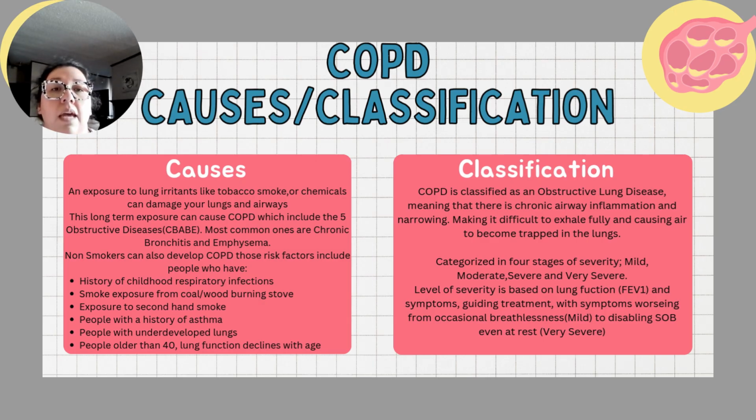Classifications for COPD: it is an obstructive lung disease, meaning that there is chronic airway inflammation and narrowing, making it difficult to exhale fully, causing air to become trapped in the lungs. It is categorized in 4 stages of severity, which are mild, moderate, severe, and then very severe. The level of severity is based on lung function, and FEV1, and symptoms, guiding treatment with symptoms worsening from occasional breathlessness, which is a mild case, to disabling shortness of breath, even at rest, which is a very severe case.